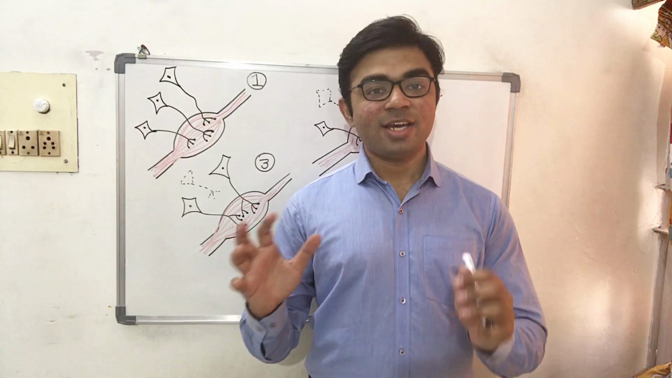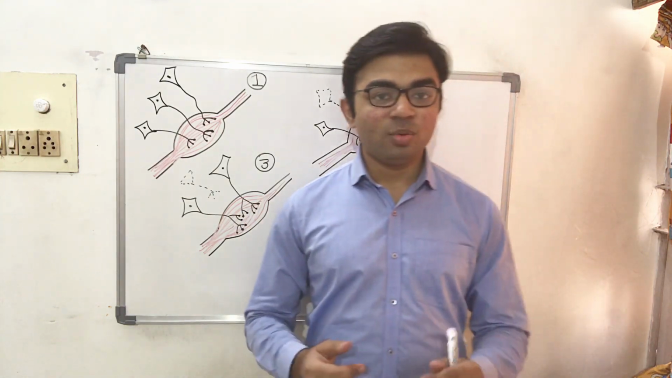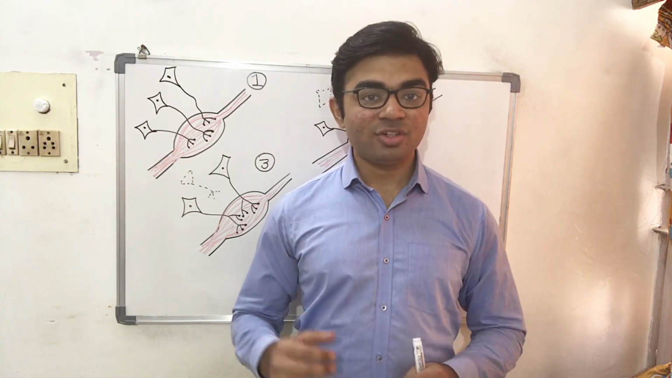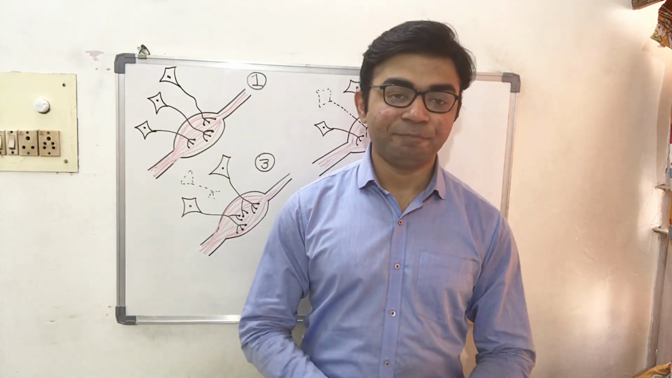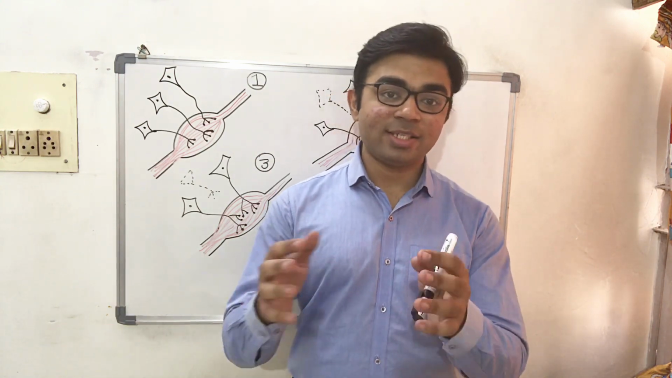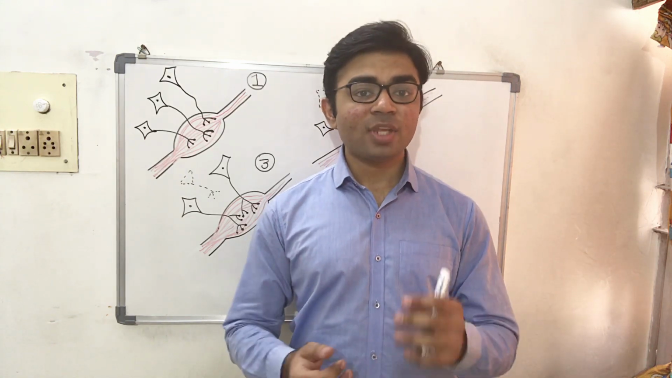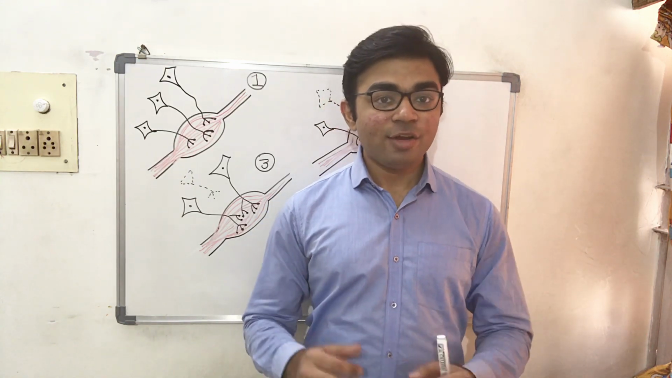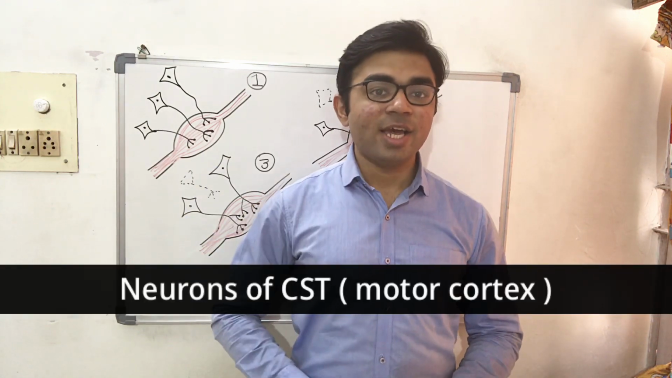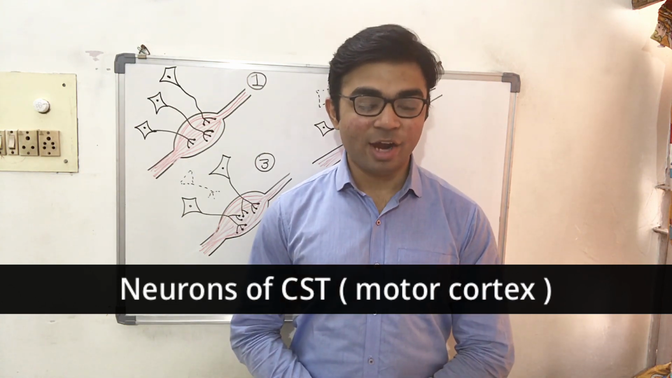As we know, amyotrophic lateral sclerosis is a progressive disorder in which the motor neurons degenerate, and degeneration occurs at different sites. That is, motor neurons in the cerebral cortex as well as in the brainstem and in the spinal cord may be affected. If they are affected in the brain, in the motor cortex, mainly the neurons of the corticospinal tracts are affected.